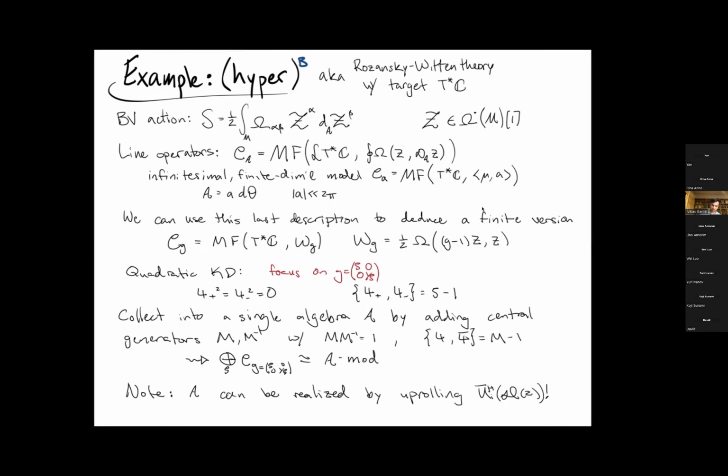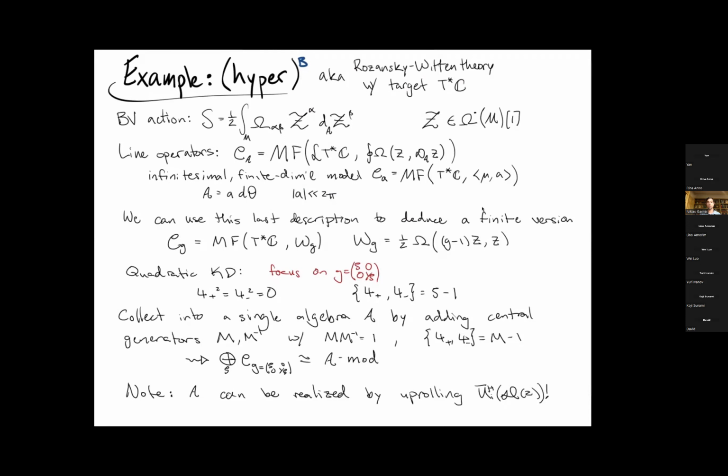Oh, my apologies. This should be psi plus and psi minus on here. And rather than zeta minus one, we just replace zeta by M. And so now we have a new algebra with three generators, or perhaps four if you like: psi plus and psi minus, my two fermions, together with two central generators that are inverses of one another, M and M inverse, and the anti-commutator of psi plus and psi minus is M minus one.